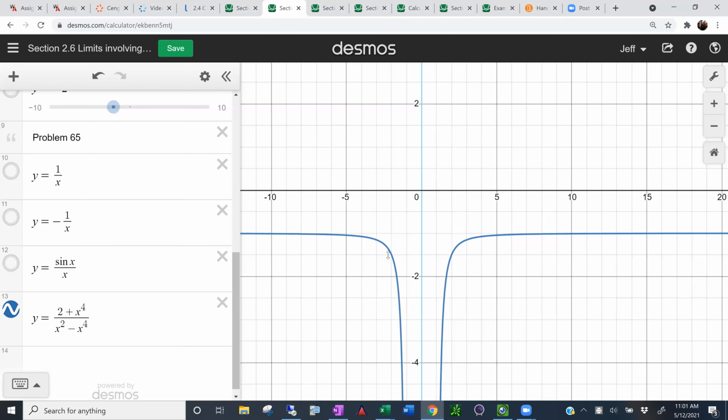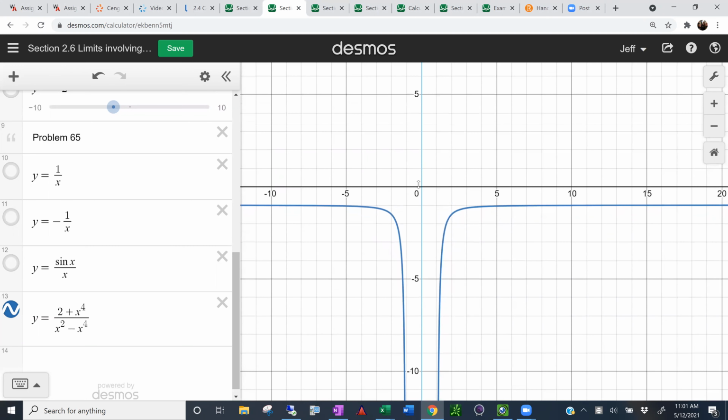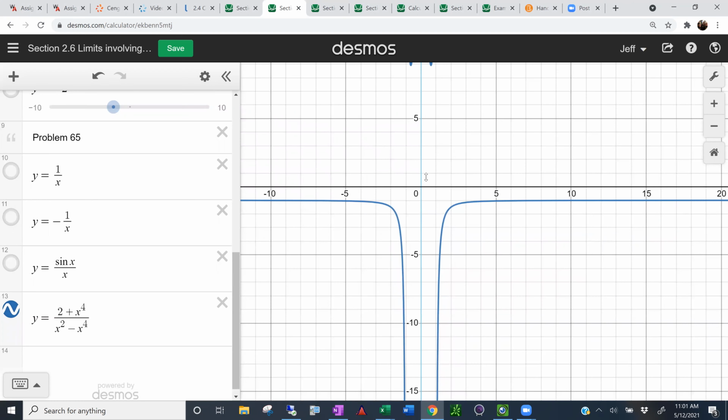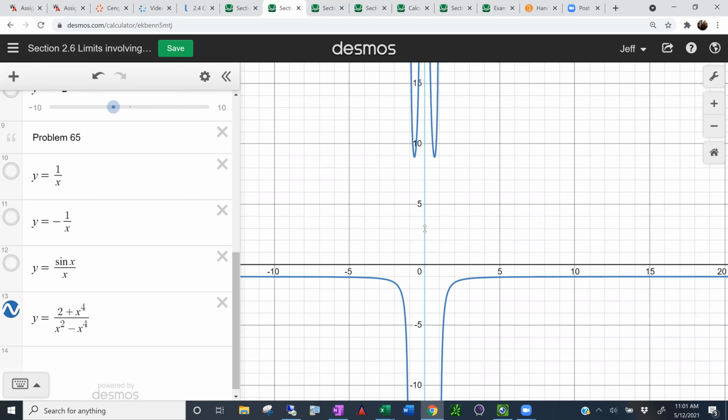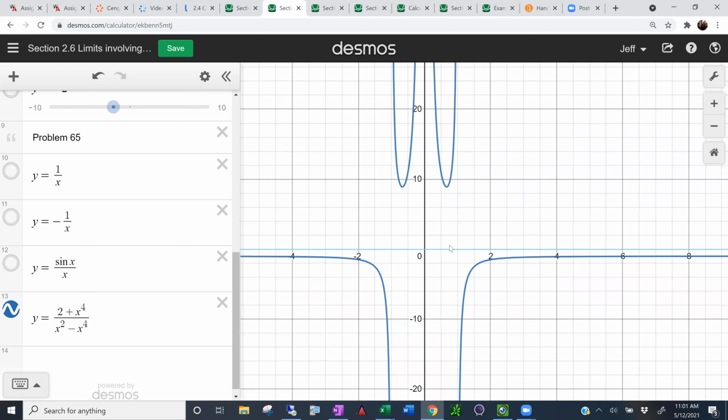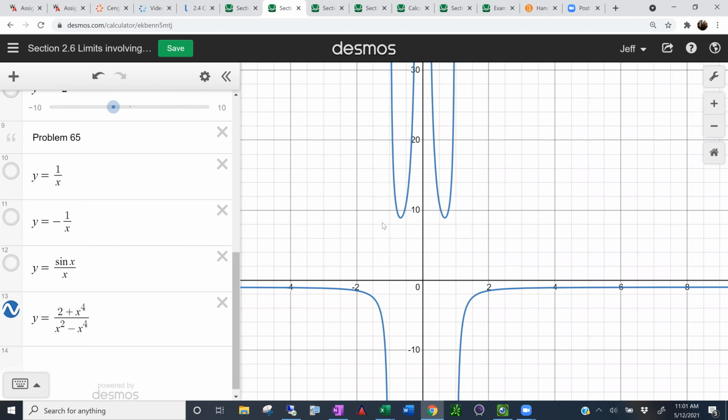So you can see several things here. You can see your vertical asymptote. You've got one at 0. You've got a horizontal asymptote at -1. And let me see if I can change this scale a little bit. There it is. Not very easy to spot, but there's the rest of the function up there. And you've got two other vertical asymptotes. You've got one at -1 and one at +1.